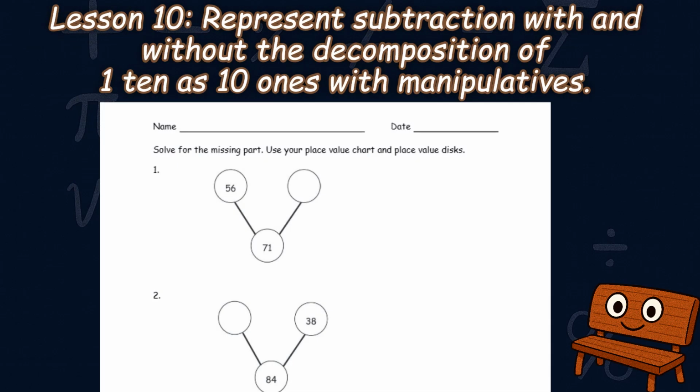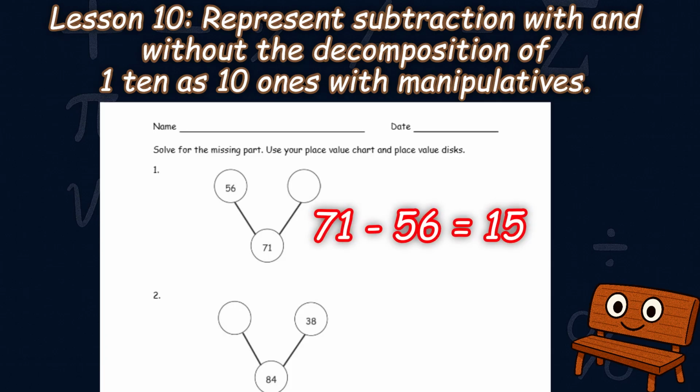In Lesson 10, we're going to represent subtraction with and without the decomposition of 1 ten as 10 ones with manipulatives. So here in Lesson 10, we're going to be using number bonds to find the missing parts in adding or subtracting. For example, if we look at our question, we can see that we have one part that is 56, but we do know that the total is 71. Well, we can find the missing part by subtracting 71 minus 56, and in doing so, you should end up with the answer of 15.